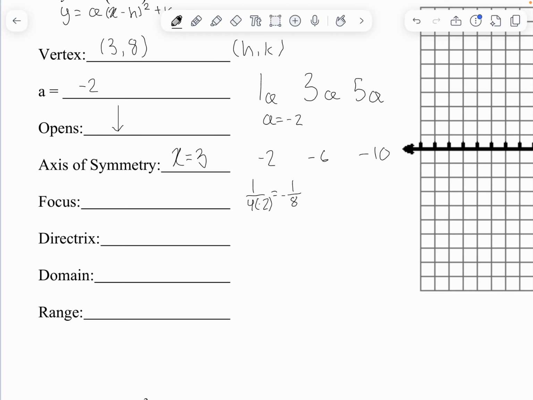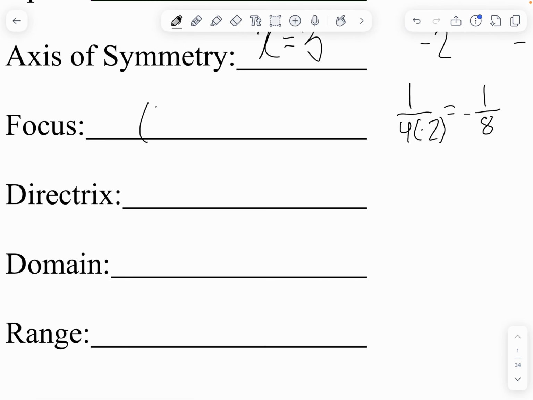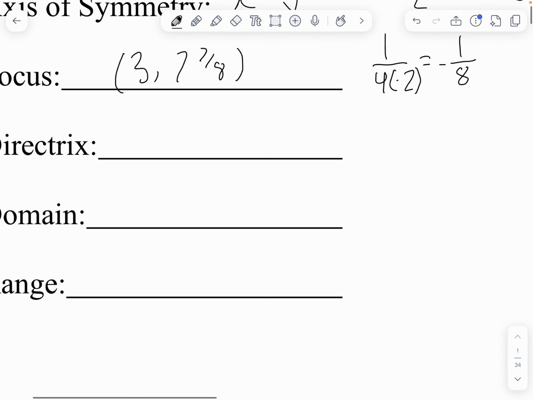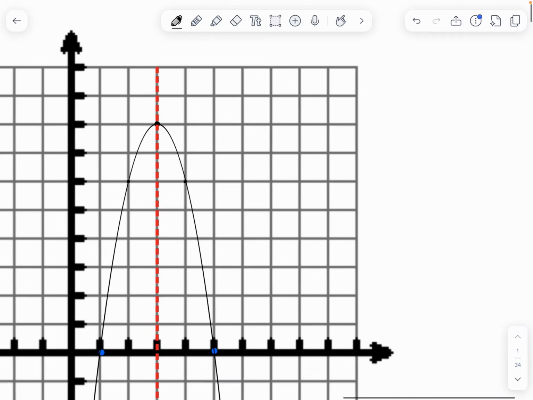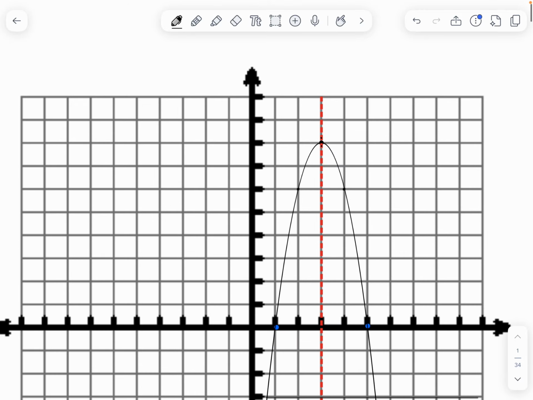So this means the focus of this equation is (3, 7 7/8), and the directrix is 1/8 added, so it's 8 1/8. So it's right there. So that's the focus, and this is the directrix.